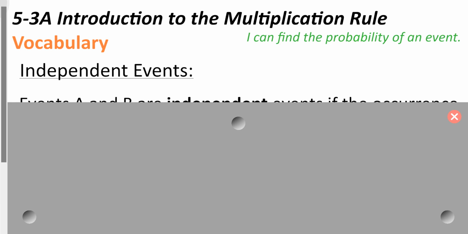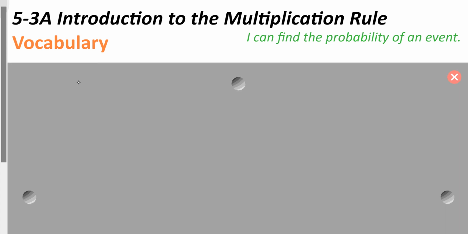This is lesson 5.3a, an introduction to the multiplication rule. So we're still looking at finding probabilities of events, but we are specifically going to get into multiplication rules.